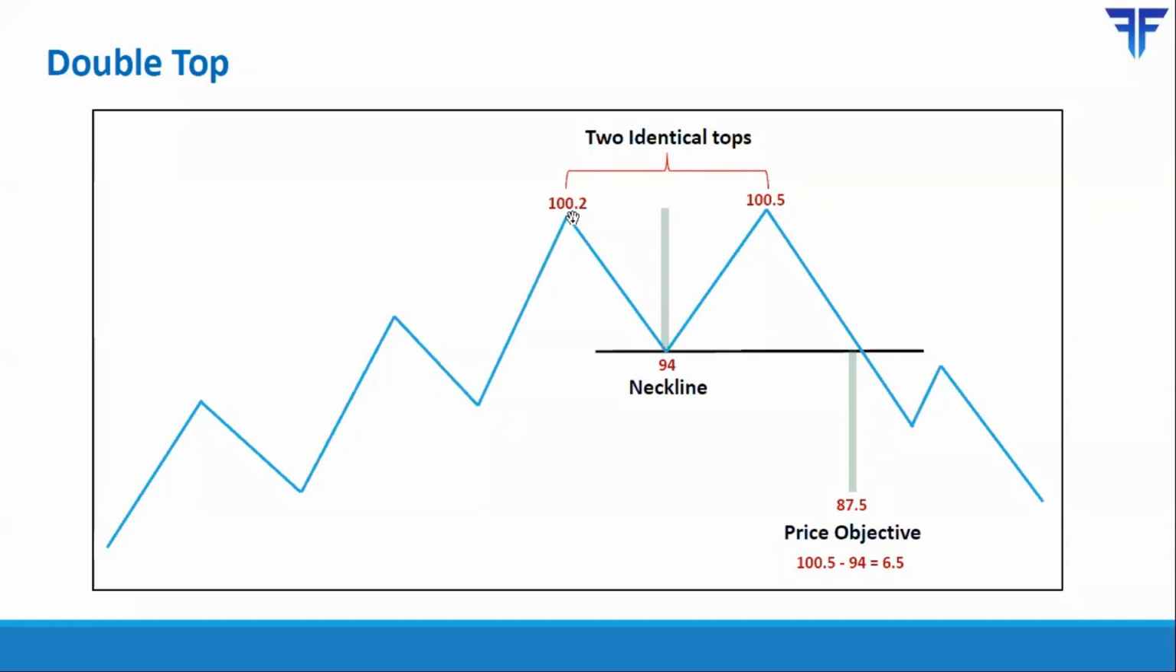lows. It made a high at this point in time, randomly called that high at 100.2. So after making a high at 100.2, from there it started falling, made a low at 94, reversed higher. However, the prior resistance was not convincingly broken. So the prior resistance was 100.2. It just touched it, made a high of 100.5, and then started drifting lower again.